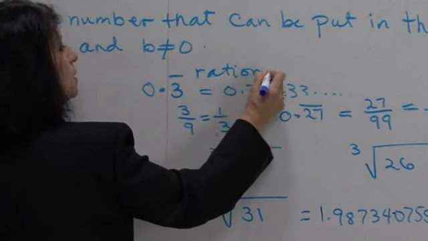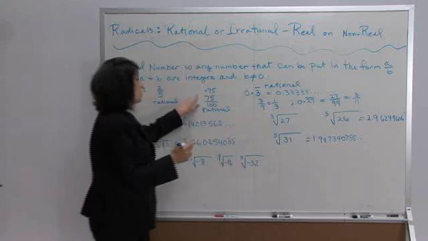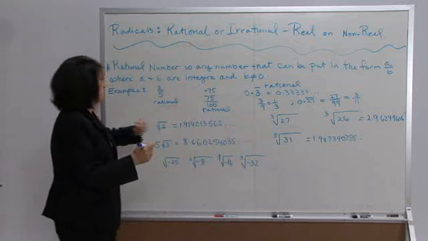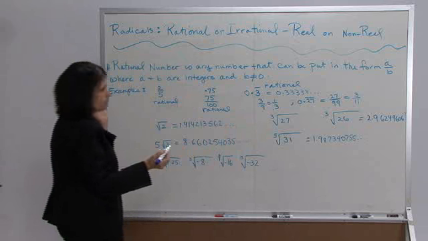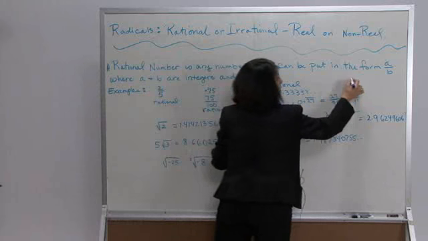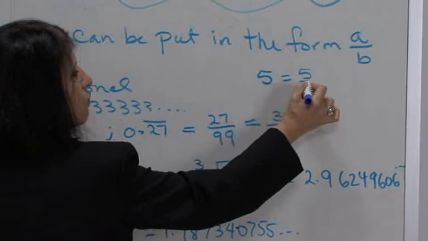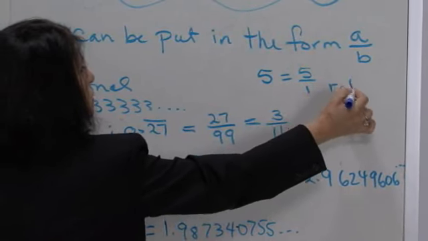So repeating or terminating decimals are rational. And of course, a whole number is rational. For example, the number 5, you can write it as 5 over 1, so that makes it rational as well.